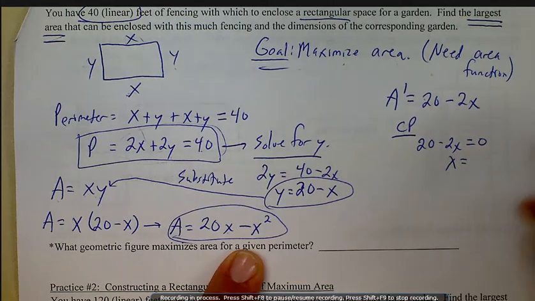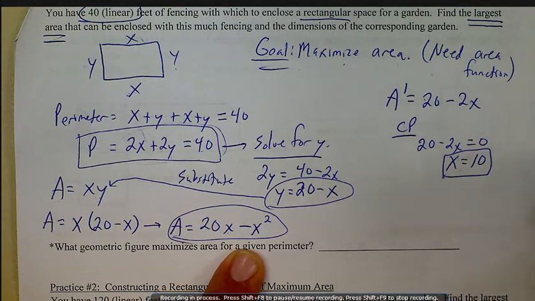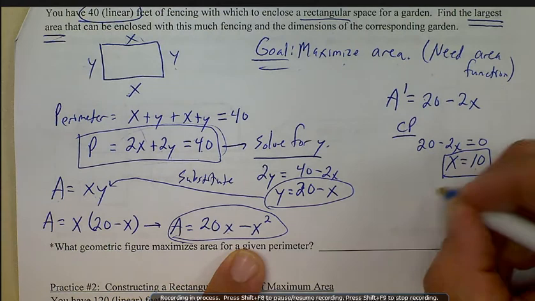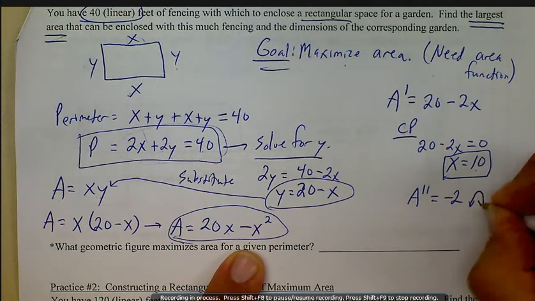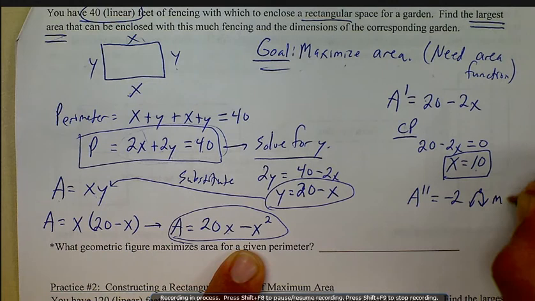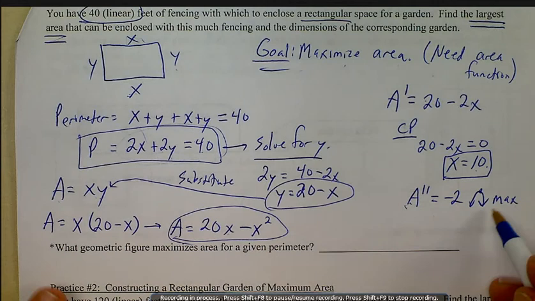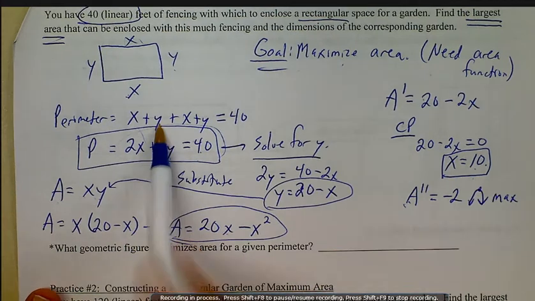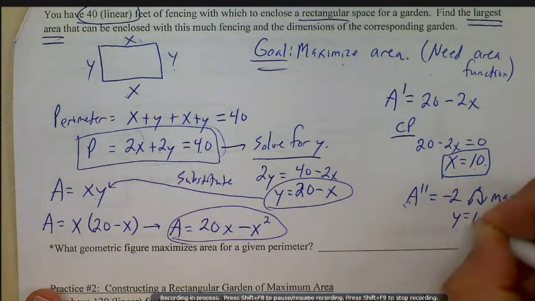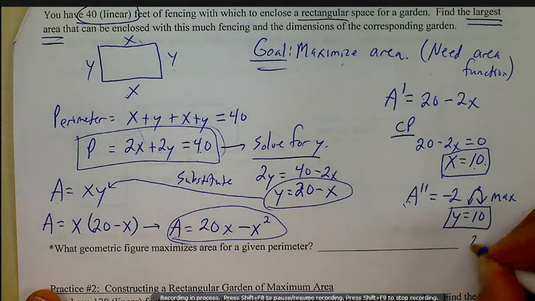Now to determine if it's a max or a min, I'm going to take the second derivative. A double prime is negative 2. Concave down. So x equals 10 gives us a maximum for the area. So x is 10, and when you go back and substitute it in for y, you get y is 10 as well. The way I got that is back to the perimeter, and you get y equals 10.